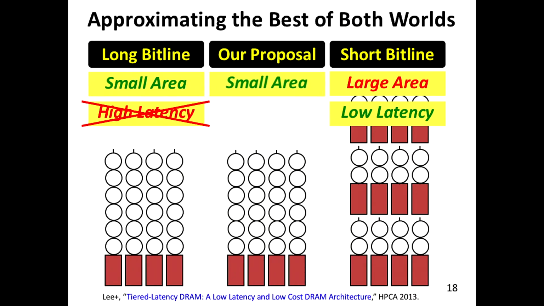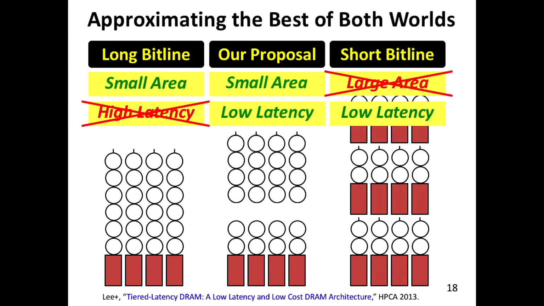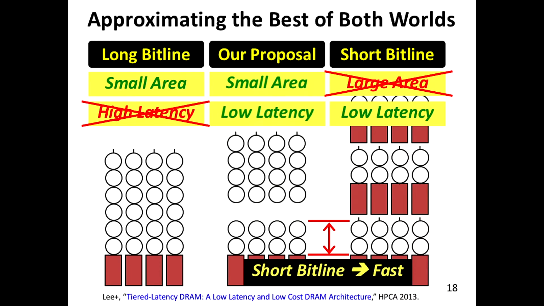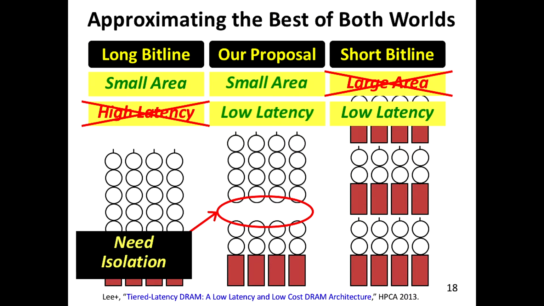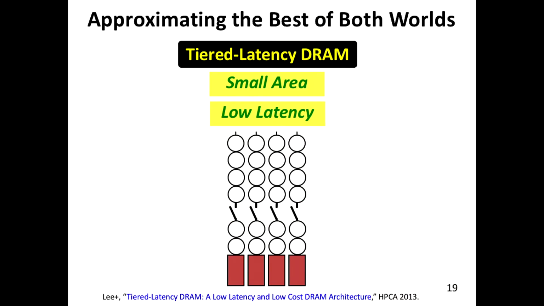Maybe not perfectly, but you start with this, you get small area because you don't replicate the sense amplifiers many times. But you create a region that's low latency by adding some cost isolation transistors over here and controlling them intelligently. And that's the idea of heterogeneous latency DRAM. It's called tiered latency, but essentially it's heterogeneous within a subarray, right?